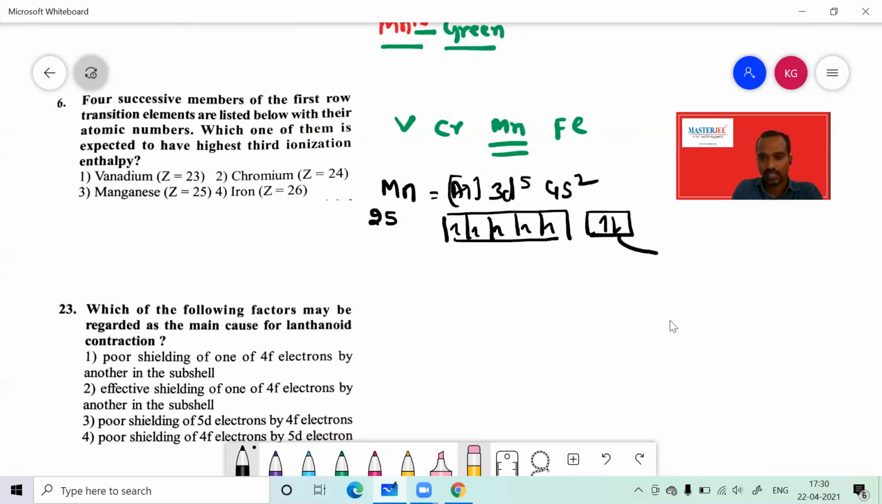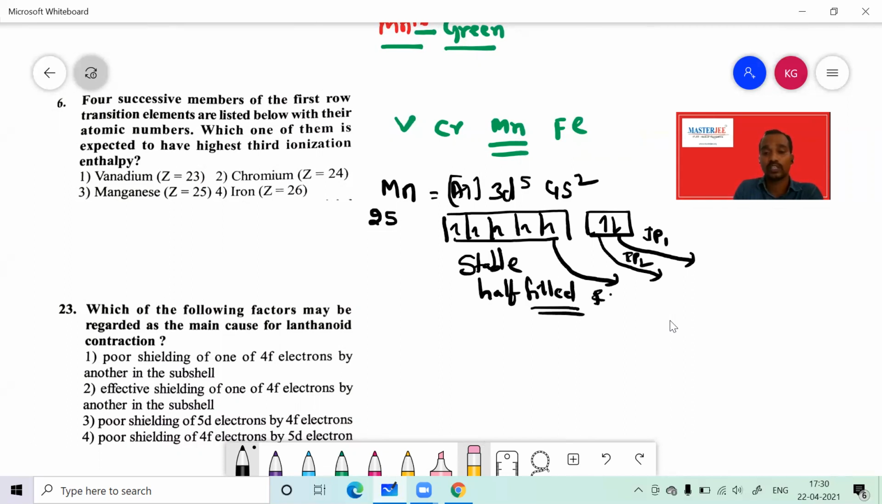The first electron we remove is the first ionization energy. Removing the second electron is the second ionization energy, IP2. When the third electron is removed, see, the half-filled stable configuration has come. To remove an electron from this stable half-filled configuration, a large amount of energy is needed. So ionization energy 3 is high, in this case of manganese.